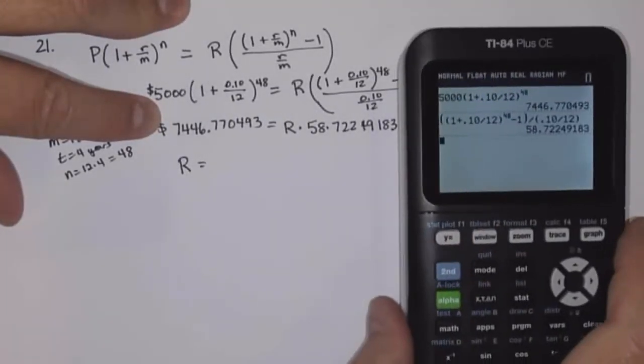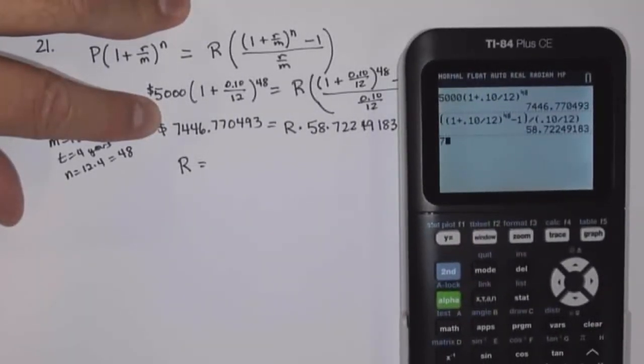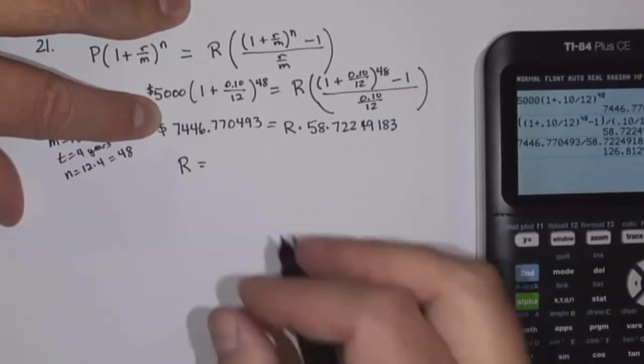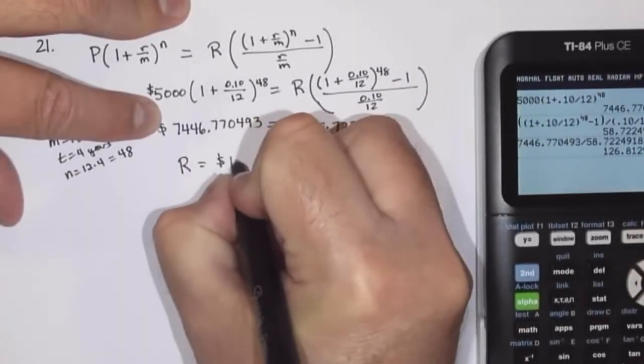So if I bring my calculator back in, 7,446.770493 divided by 58.72249183, that is equal to $126.81.